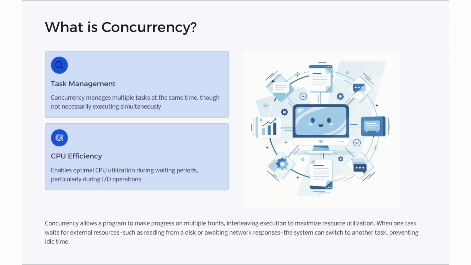Concurrency involves managing multiple tasks simultaneously, optimizing central processing unit efficiency during input-output operations. It interleaves task execution, allowing progress on multiple fronts. When one task waits for resources, the system switches to another, minimizing idle time and maximizing resource utilization.